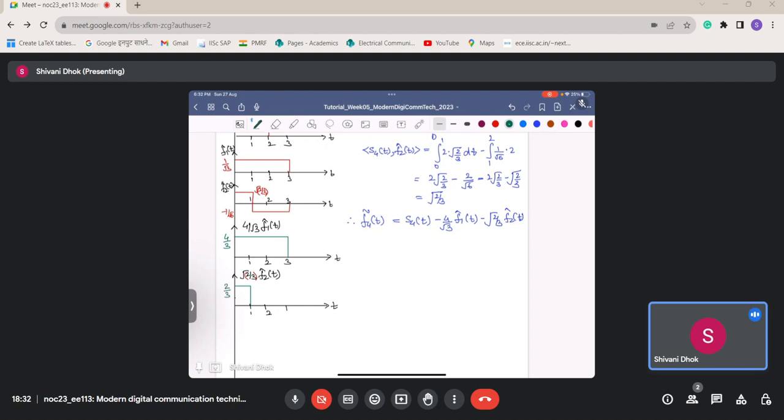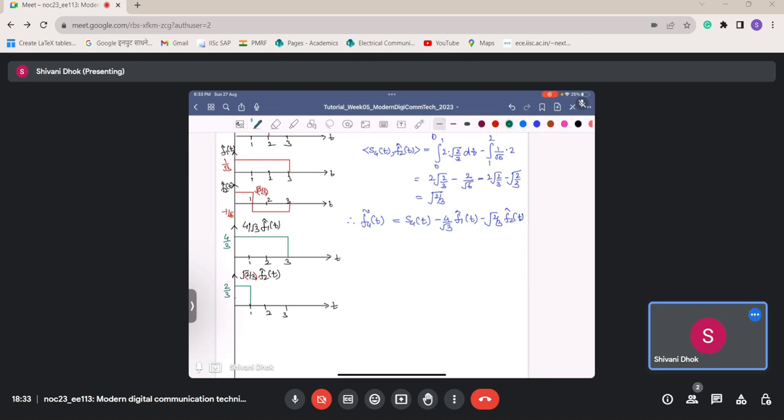I'm sorry, it is under root of 2 by 3 into under root of 2 by 3, that will be 2 by 3. And for this range, that is 1 to 3, it will be 2 by root 3 into minus 1 by root 6. So it is under root of 2 by 3 into 1 by root 6. This is equal to under root 2 into 1 upon 3 into 6, which is simply equal to 1 by 3.